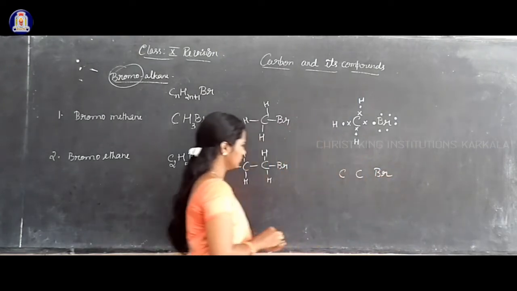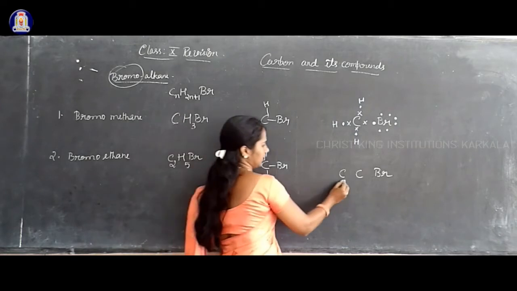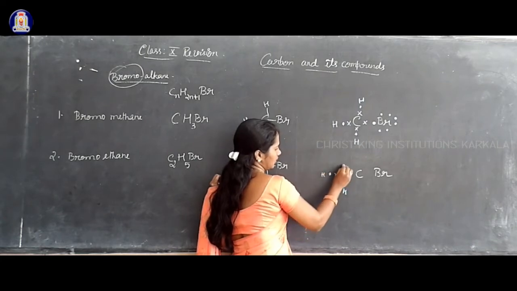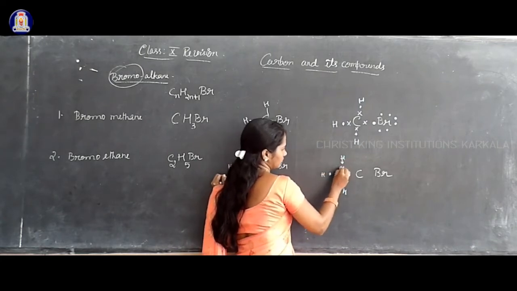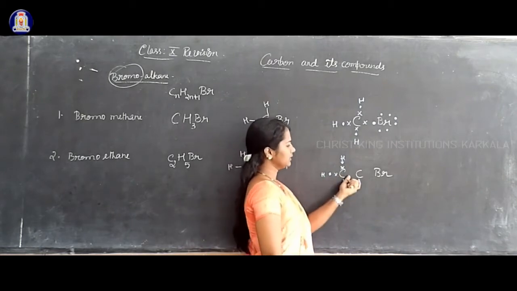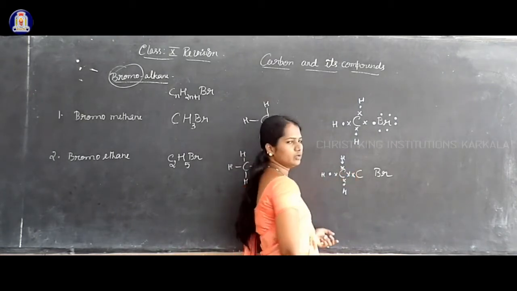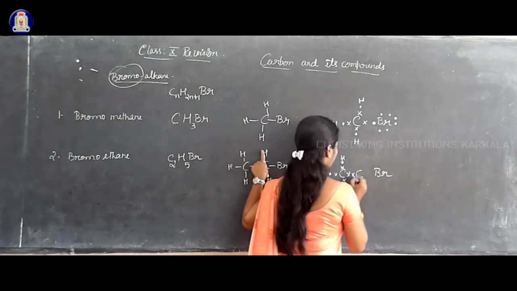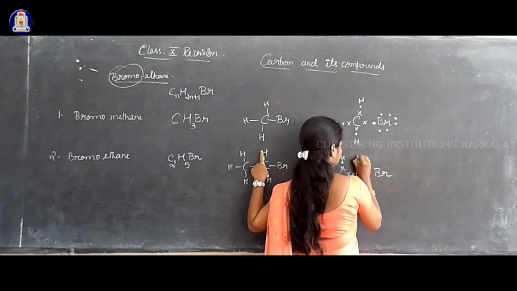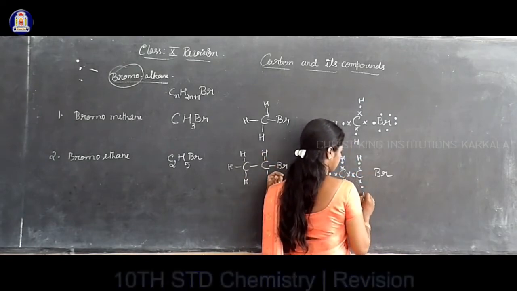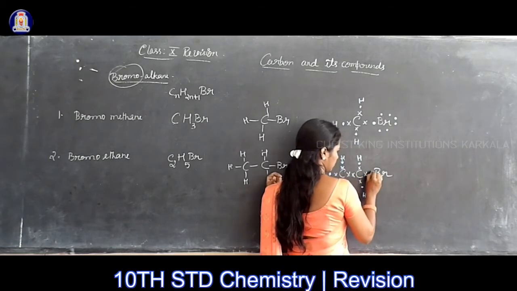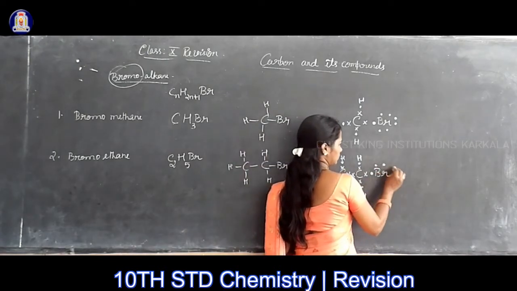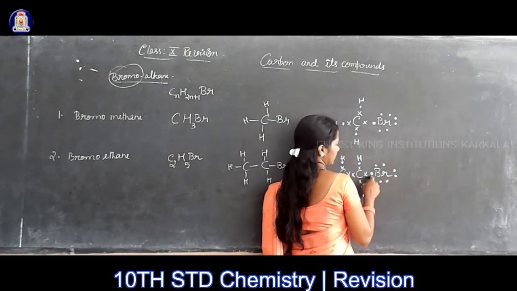C, C, Br. We complete these single bonds with dot H, dot H, dot H. Now between carbon, 2 electrons, carbon and bromine. This second carbon atom has 2 hydrogens, so dot H here. 1 electron of carbon, 1 electron of bromine. 1, 2, 3, 4, 5, 6 and this one 7.